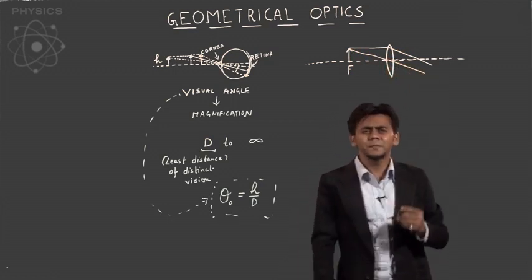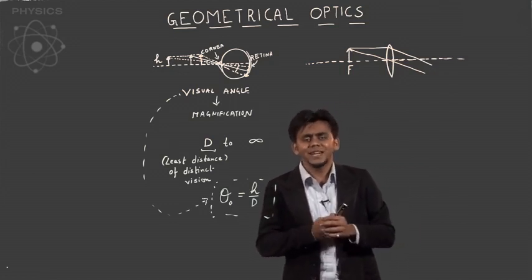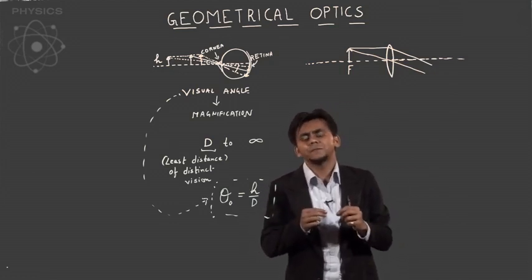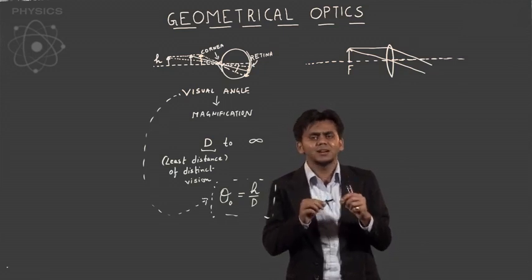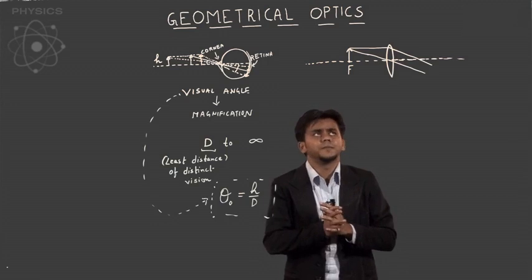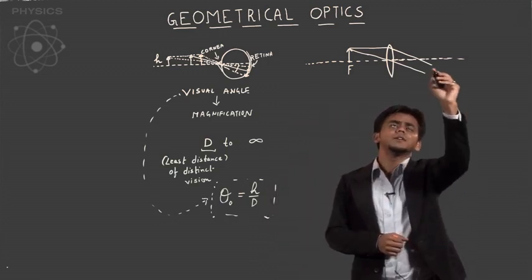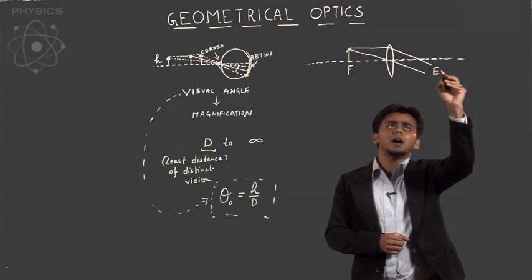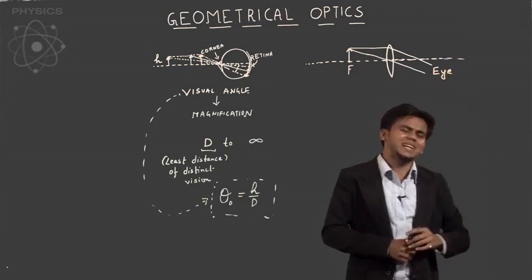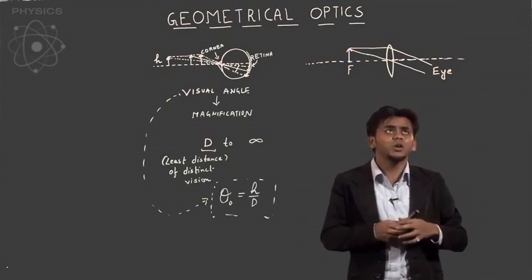parallel to each other. Why? Because that's the property of focus. Rays originating from focus, after refracting from the converging lens, become parallel to each other. So this now is parallel. So if I place my eye over here, see, I'm not drawing the eye diagram because it doesn't make sense drawing it again and again. Just keep it in your mind that there's an eye over there.